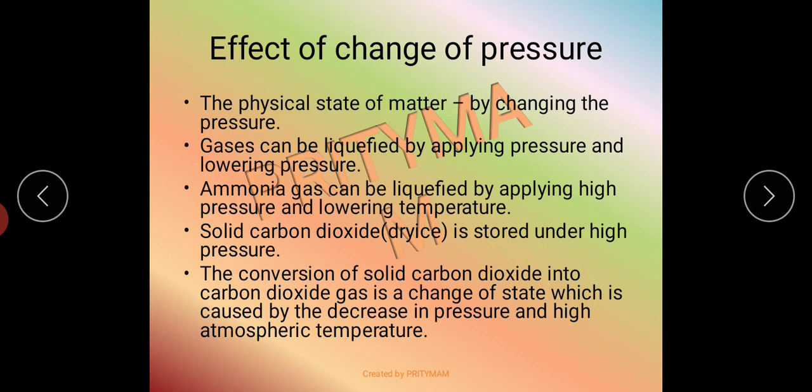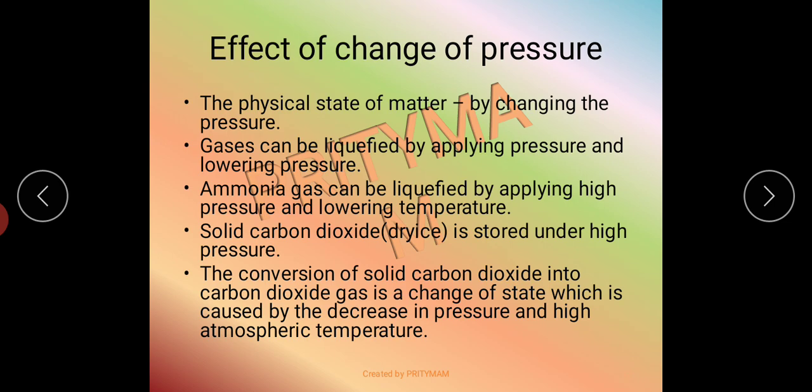For example, when a slab of solid carbon dioxide is kept exposed to air, the pressure on it is reduced to normal atmospheric pressure, meaning 1 atmosphere. Its temperature rises and it starts changing into carbon dioxide gas. Thus, the conversion of solid carbon dioxide into carbon dioxide gas is a change of state which is caused by the decrease in pressure and high atmospheric temperature. Solid carbon dioxide is a white solid which is also called dry ice.